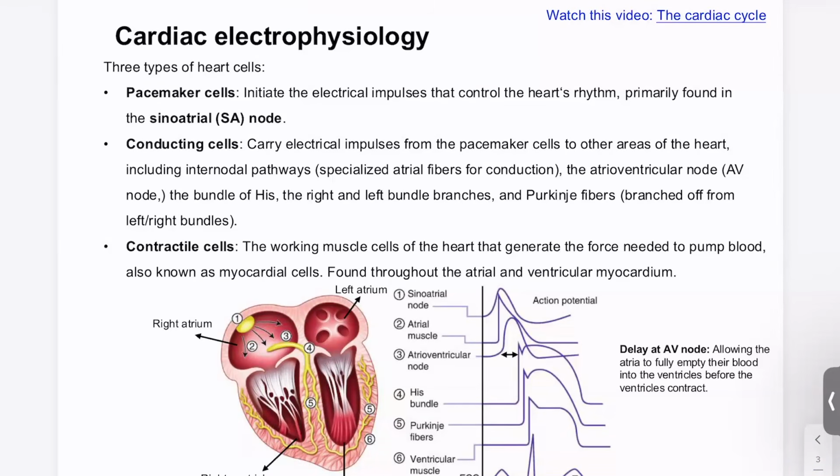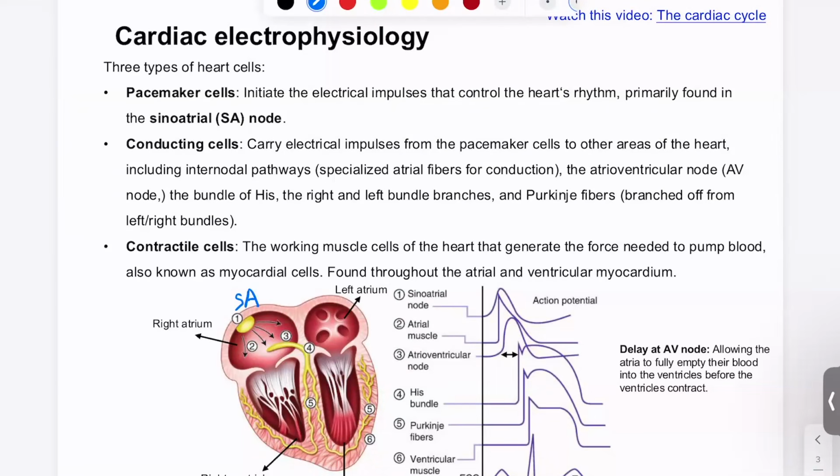And then, in terms of electrical activities, everything starts with pacemaker cells. These are the cells in the right atrium, and they are called the SA node. We have the SA node, which has pacemaker cells. They generate electrical impulses.